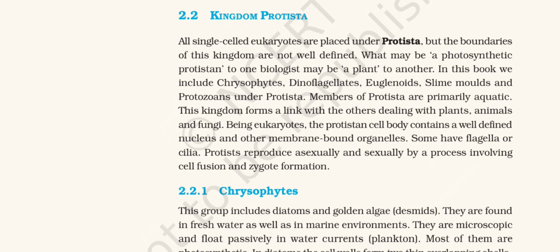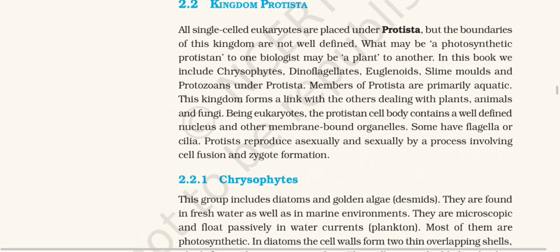Being eukaryotes, the protistan cell body contains a well-defined nucleus and other membrane-bound organelles. Some have flagella or cilia. Protists reproduce asexually and sexually by a process involving cell fusion and zygote formation. 2.2.1 Chrysophytes.